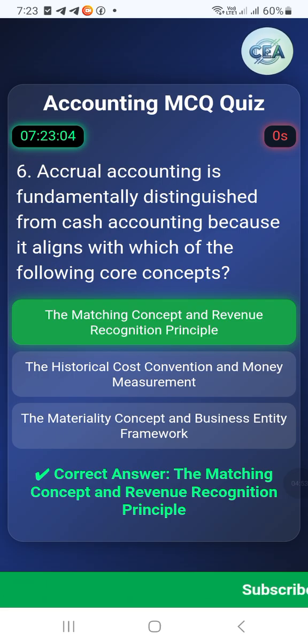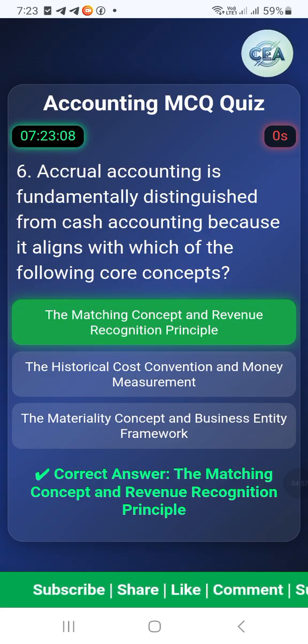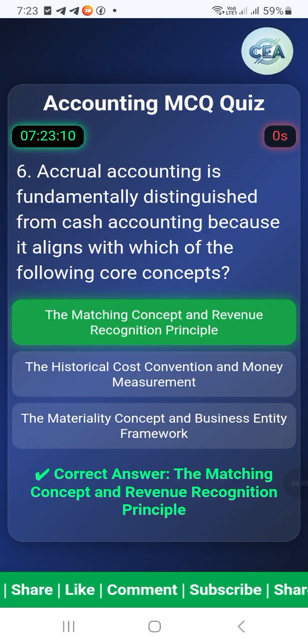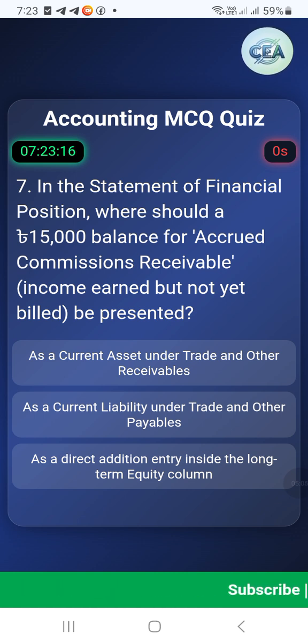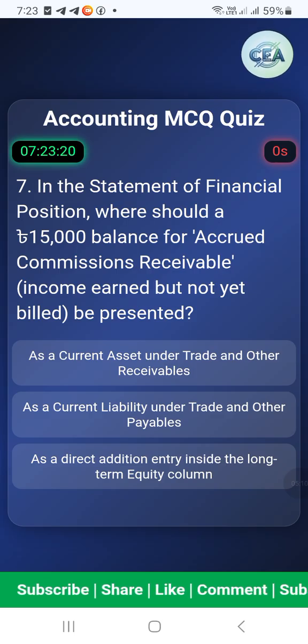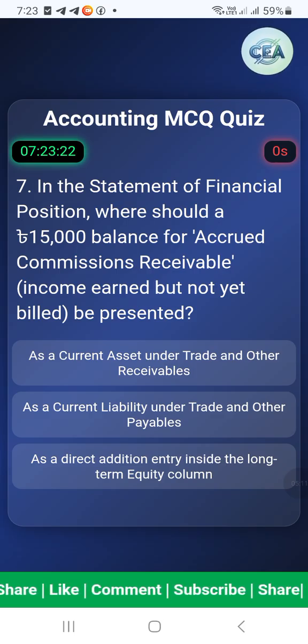Correct answer is the matching concept and revenue recognition principle. 7. In the statement of financial position, where should a 15,000 takas balance for accrued commissions receivable, income earned but not yet billed, be presented?